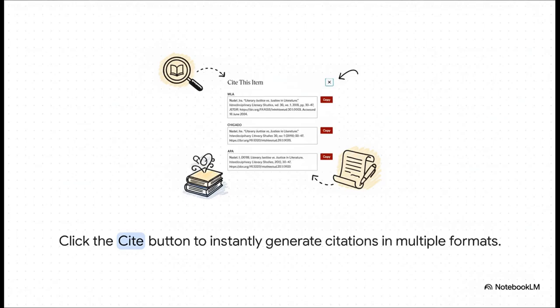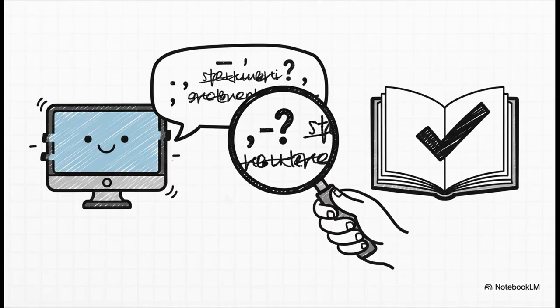No more tedious formatting. But a quick word to the wise here. As amazing as this technology is, it's not perfect. Computers can still make little mistakes, so you should always double-check those auto-generated citations against your style guide just to make sure every single comma and period is exactly where it needs to be.